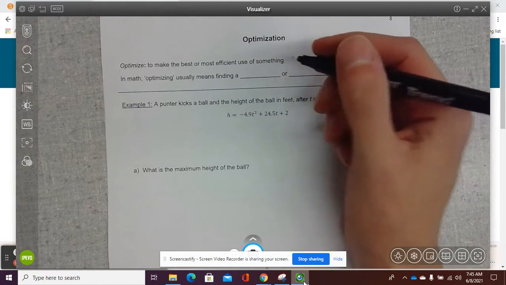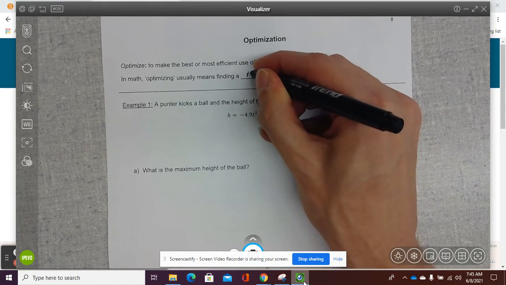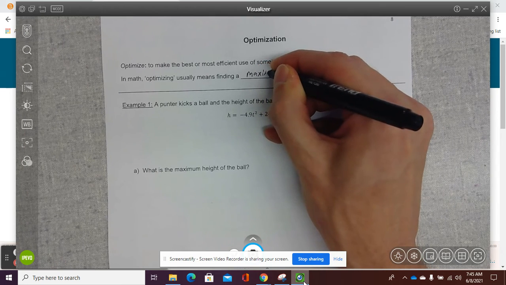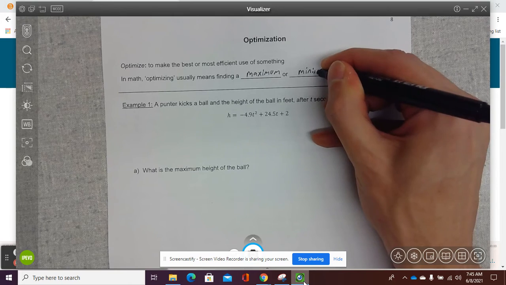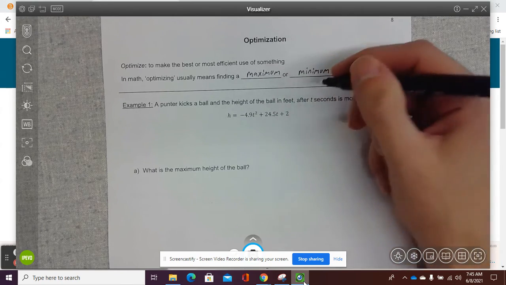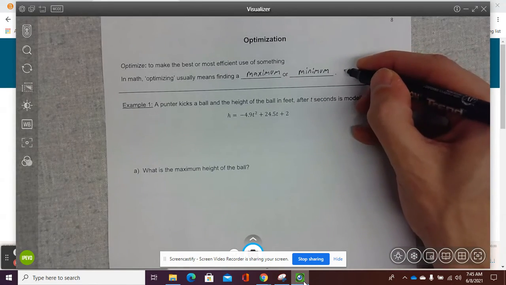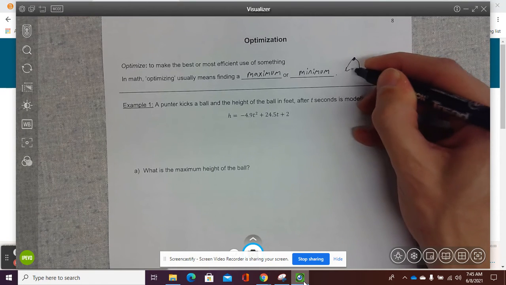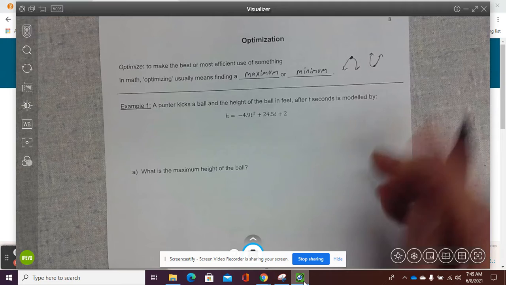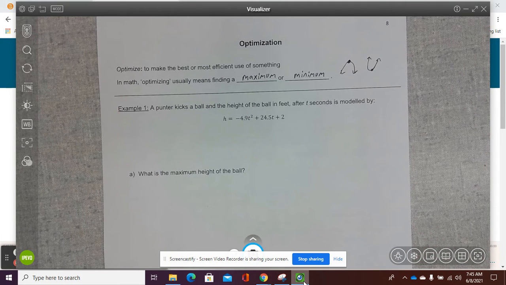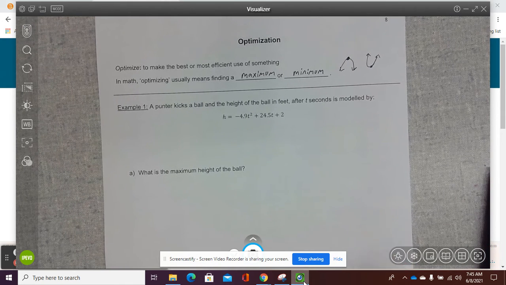In math, optimization means we want to make something as big as possible, so we'd find a maximum, or we want to make something as small as possible, so we find a minimum. And so either of those in our course means finding the vertex of a parabola, right? Every parabola has either that maximum or that minimum. So whenever you see the word optimize or maximum or minimize, we want to always be trying to find the vertex of a parabola. So here's an example.